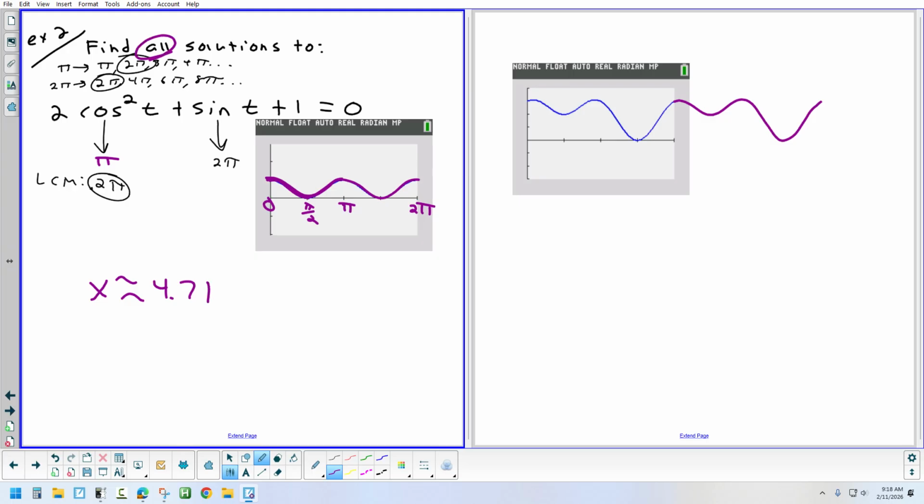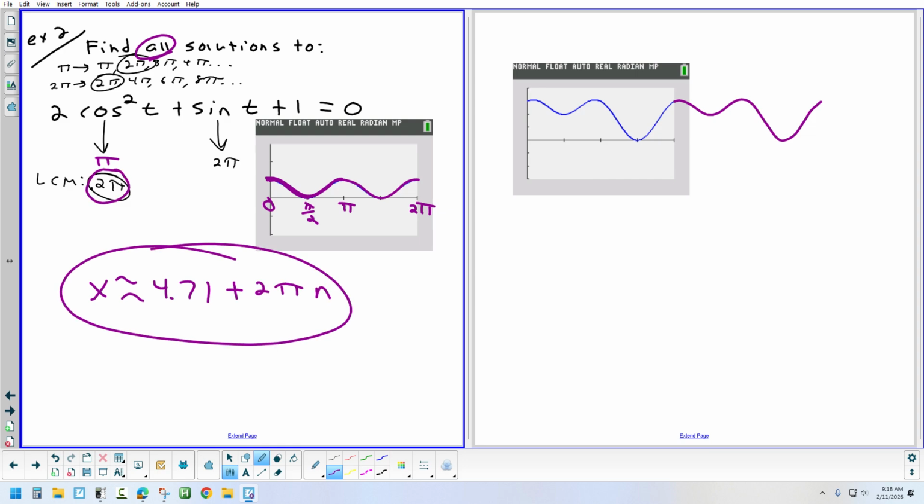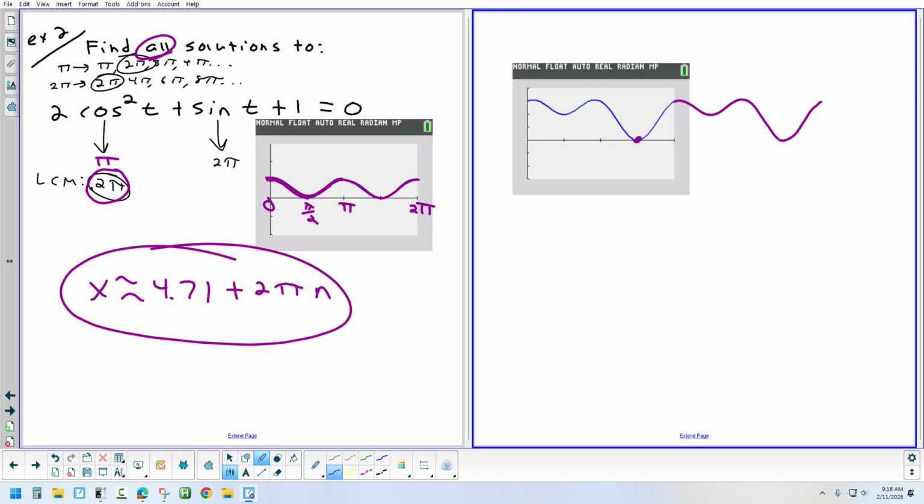And what else do I need to do there? Right? Plus the period times n. So the next time you're going to see this answer is right there, and that's exactly 2 pi units later. And it's going to be every 2 pi units later and earlier. Since n is an integer, it could be a negative number, and that would represent answers going the other way as well. Questions on that one?